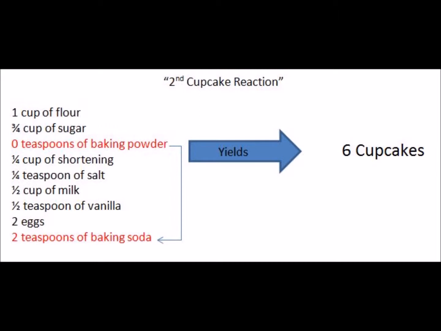Now we will make the batter with baking soda substituted for baking powder. Notice how the ratios of baking powder to cupcakes are different than the control.